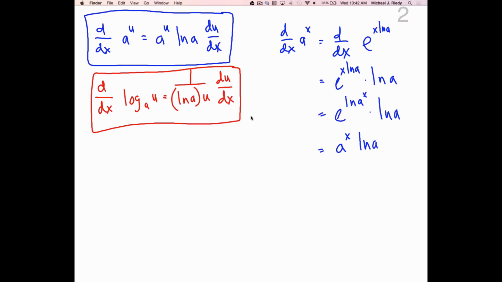Okay, so the first one is a constant raised to a variable or a function. The second one is taking the derivative of a log now with base a. Again, just a formula that you probably just want to memorize, add to a note card somewhere. That u is in the denominator, and then the du dx is the derivative of that u. Okay, so let's take a look at some examples.